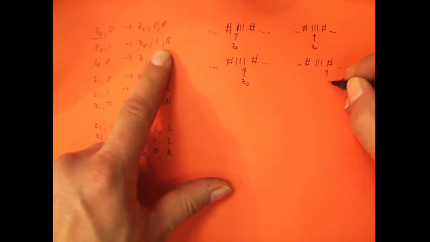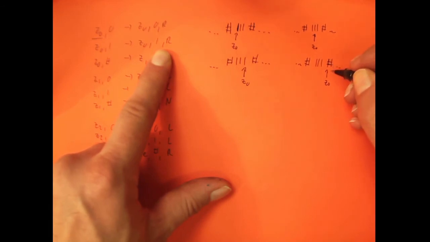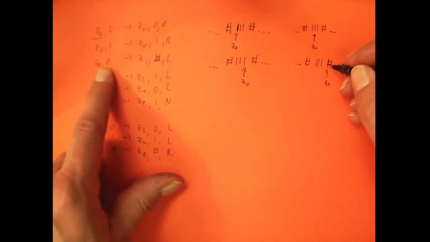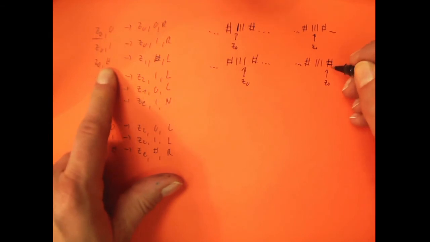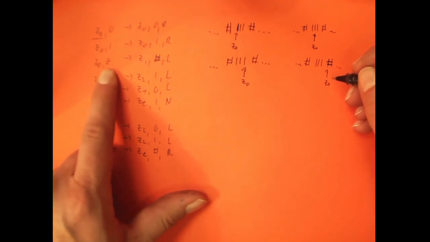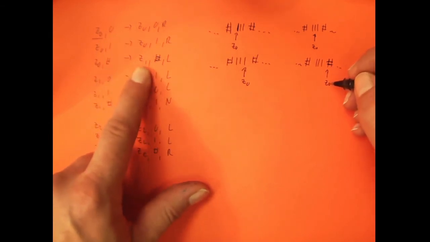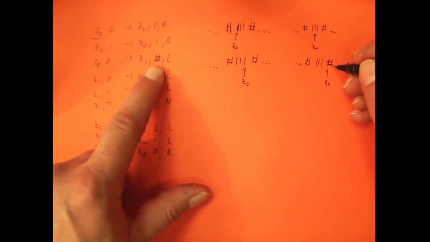And now there should be a change, because we are in state 0, but now we read this hashtag. The hashtag, or number sign, however you want to call it, follows, so we change the state. We change to state 1, we write the hashtag back and we go to the left.